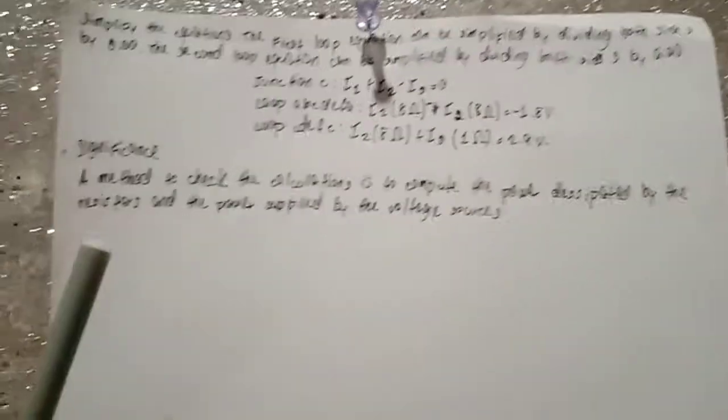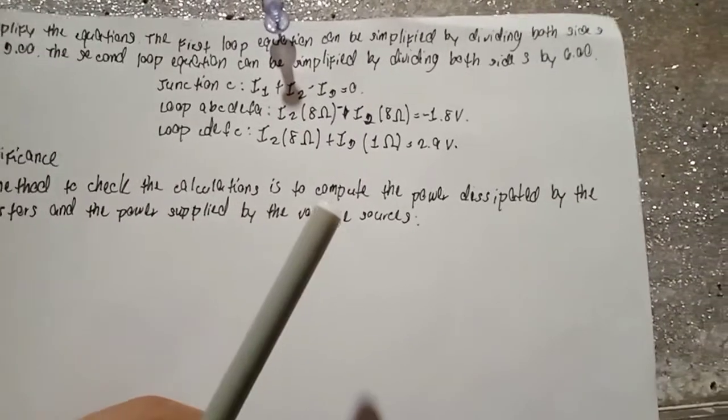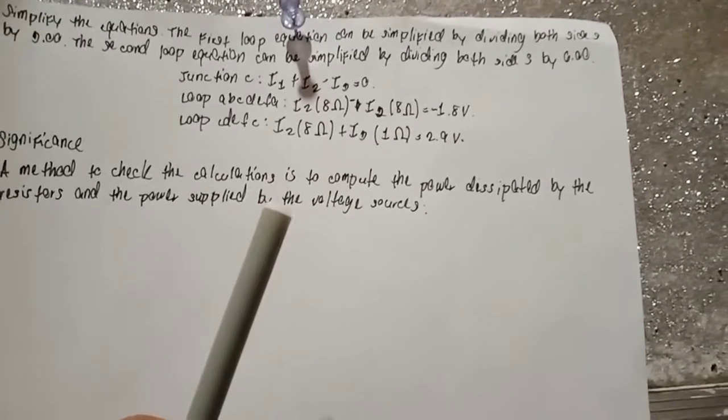Significance: a method to check the calculation is to compute the power dissipated by the resistors and the power supplied by the voltage sources.